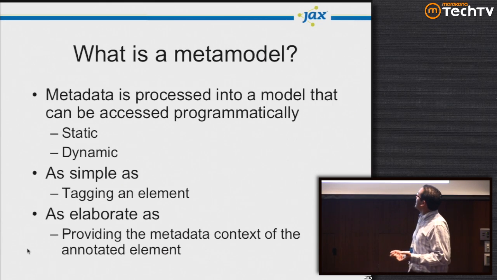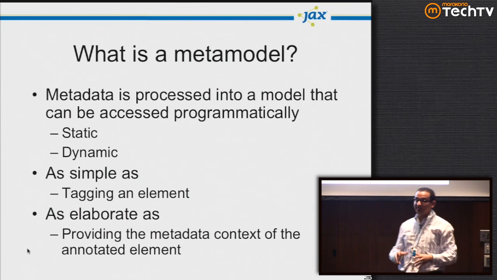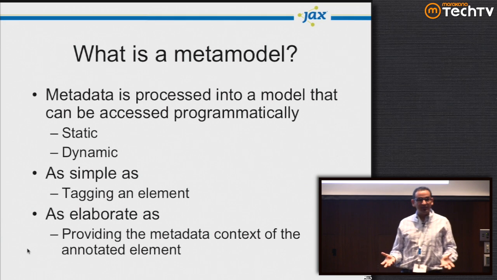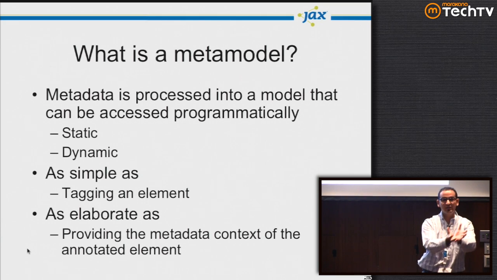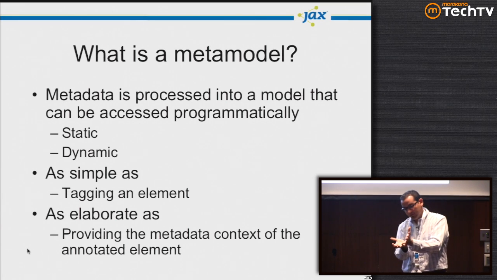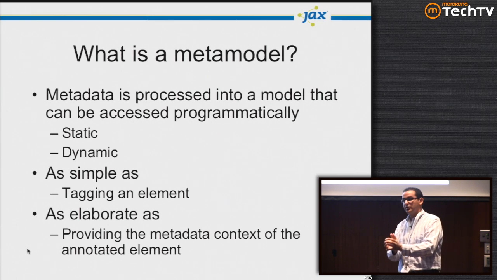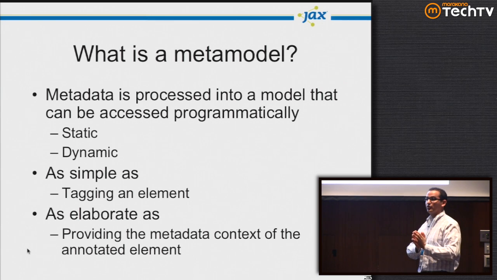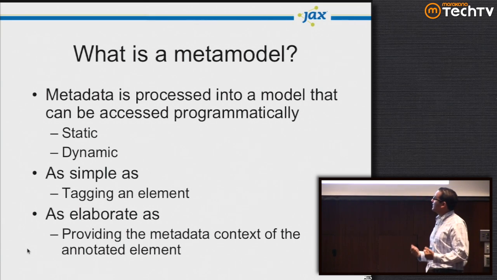Let me go back. A meta model is when we take the metadata and process it into something that can be accessed programmatically, as simple as a data object that is associated with a field. This is the information associated with one field, encapsulated in one DTO, or, I mean, DTO is probably the wrong word, in one POJO. So this meta model could be static, or it could be dynamic.